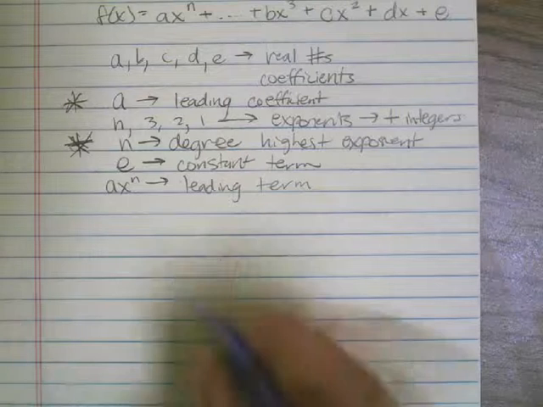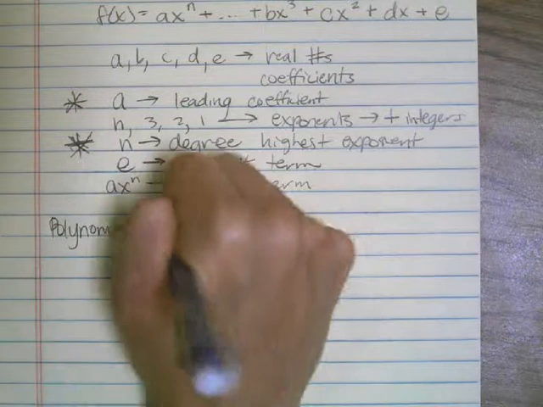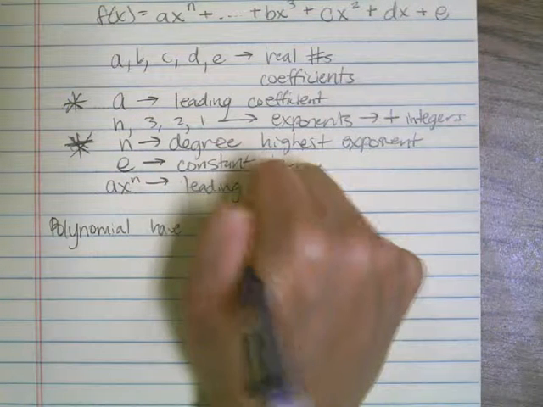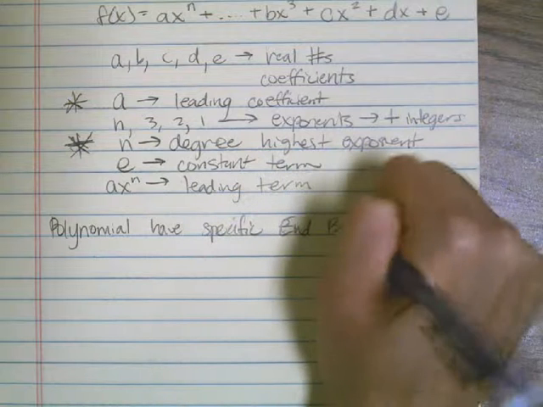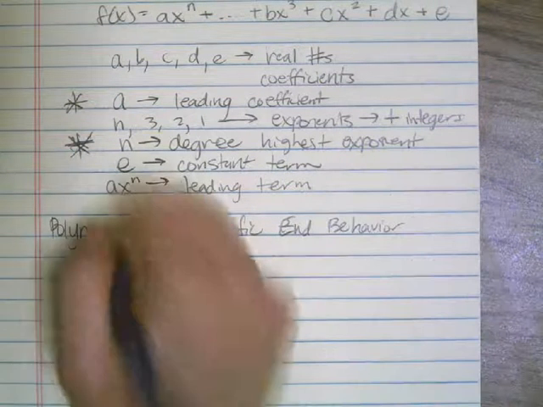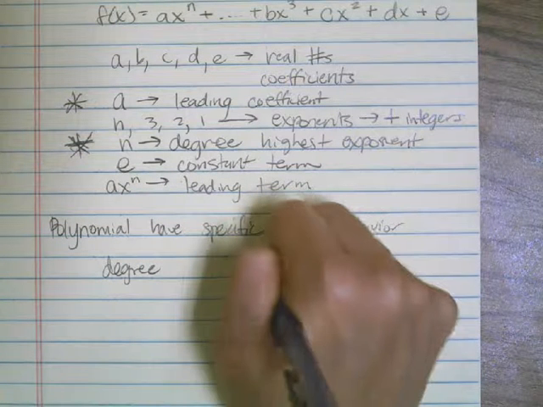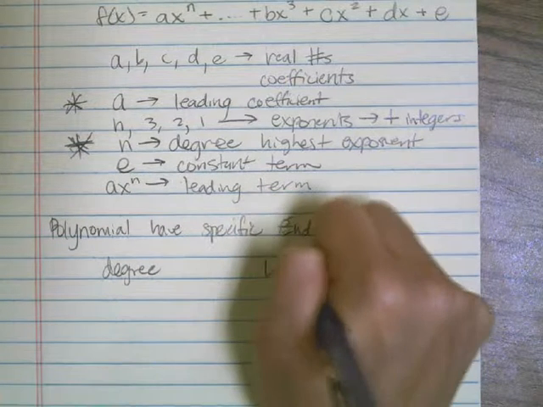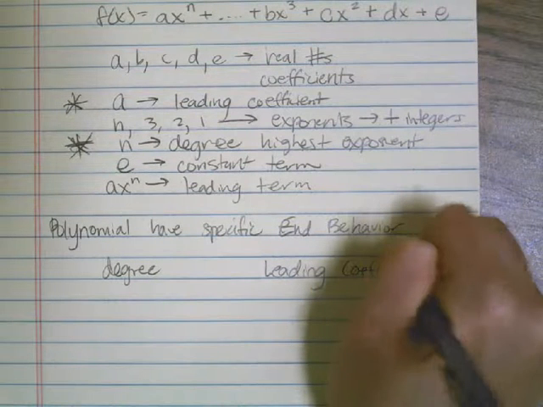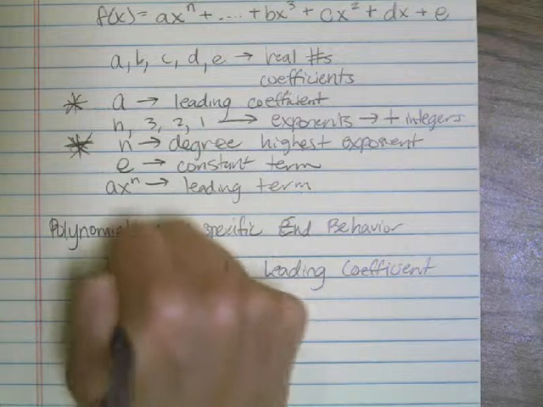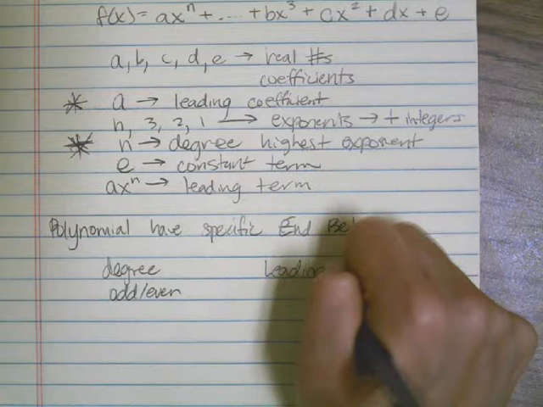Polynomials have specific end behavior dependent on two things. The things that you want to look at are the degree and the leading coefficient. With the degree, what you're looking for is whether or not it's odd or even. With the leading coefficient, what you're looking for is whether it's positive or negative.